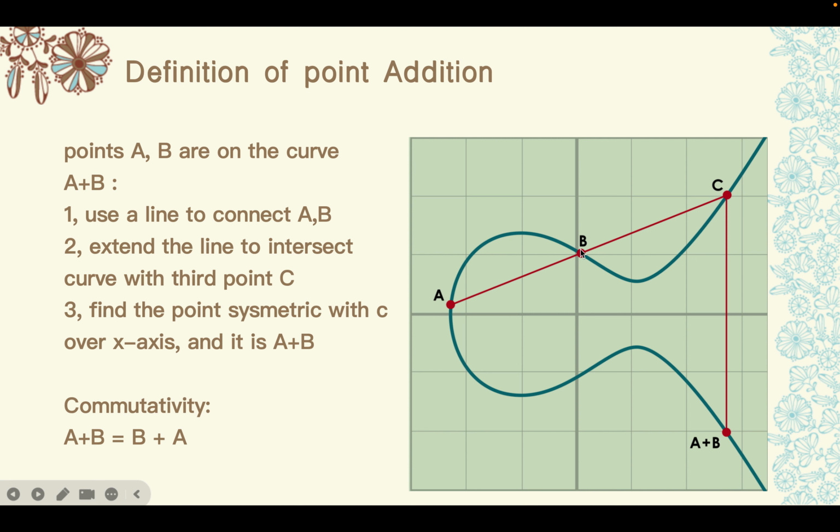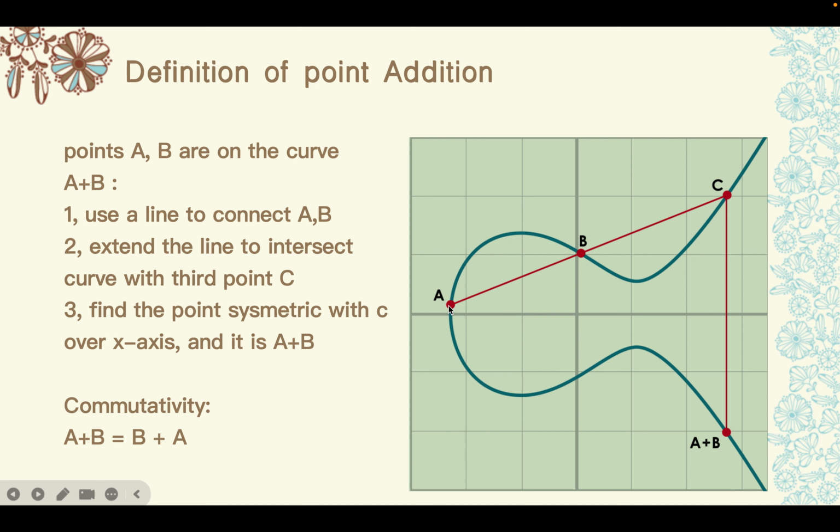So let's do this. First, we connect A and B with a line, right? Then we extend the line to intersect with the curve at a third point C. Now, given C, we find its symmetric point over the x-axis. That is this point, right? So this point we define as A plus B. So we do such kind of operation.